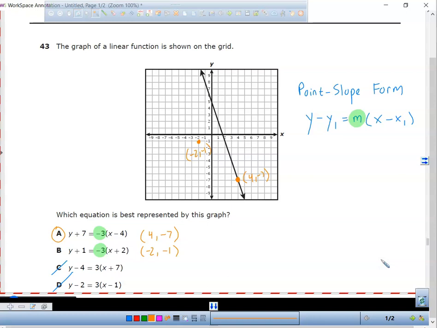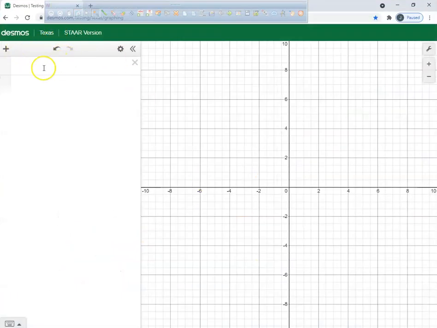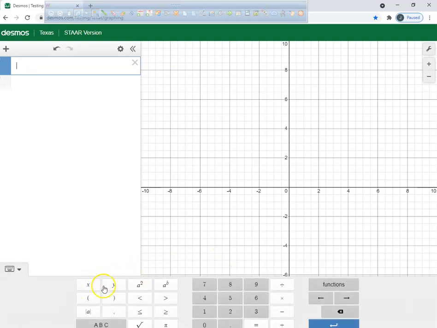All right, if you wanted to use Desmos to find your answer, all you have to do is go to Desmos. All right, if you had the equation y plus 7 equals -3, open parentheses, x minus 4, like that. Do you guys see how it doesn't graph it?